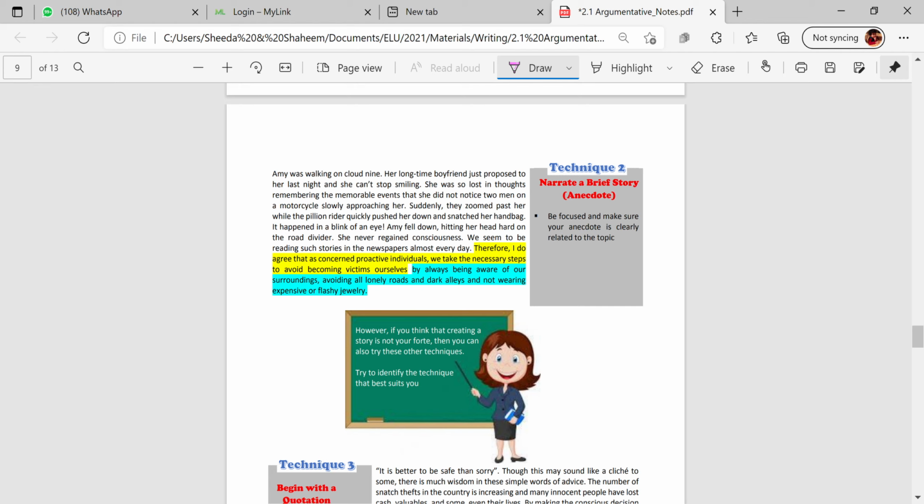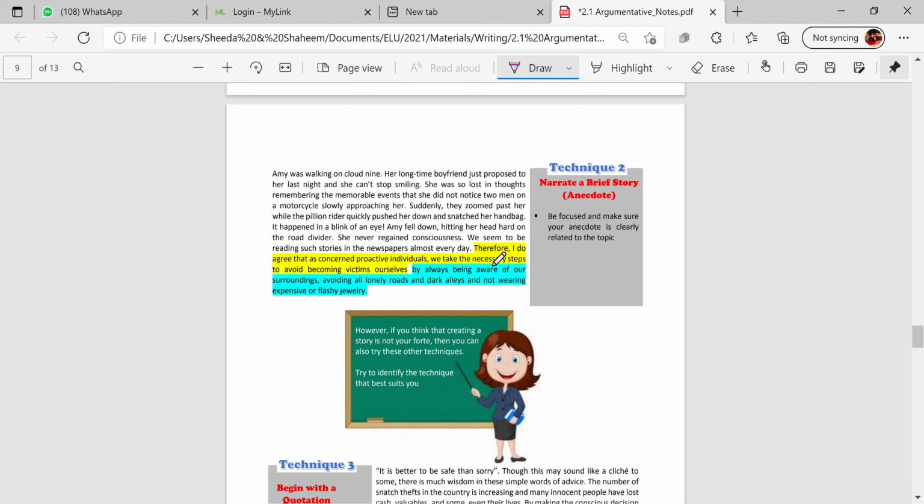She was so lost in thoughts, remembering the memorable events, that she did not notice two men on a motorcycle slowly approaching her. Suddenly, they zoomed past her while the pillion rider quickly pushed her down and snatched her handbag. It happened in the blink of an eye. Amy fell down, hitting her head hard on the road divider. She never regained consciousness. We seem to be reading such stories in the newspapers almost every day.